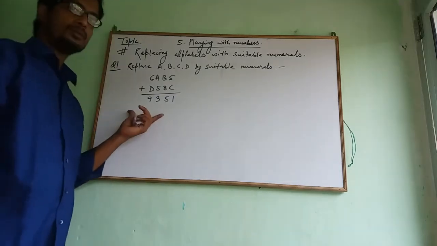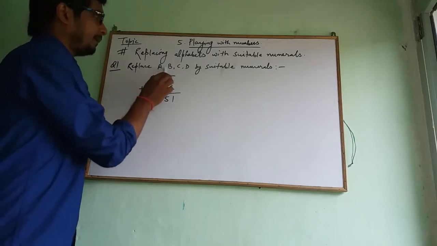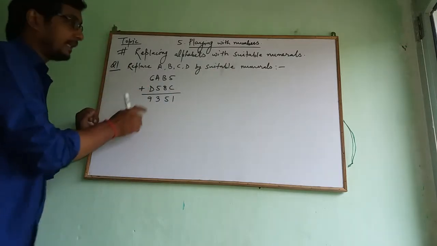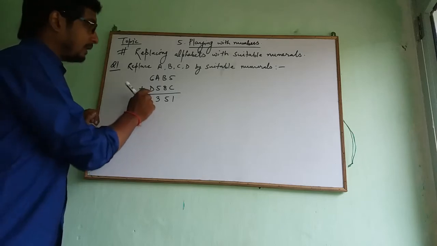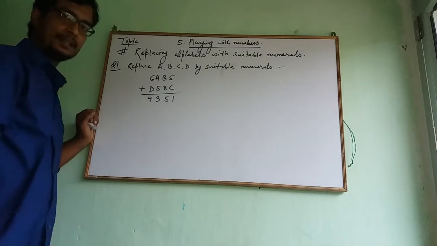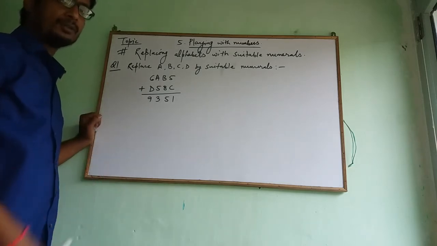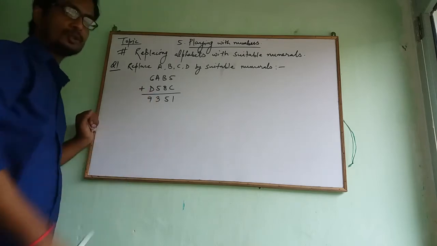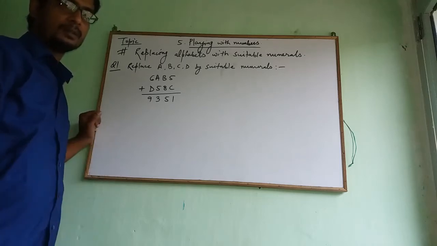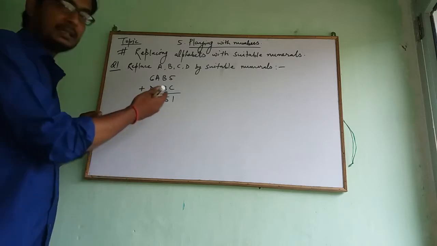Okay, so let's come to the first question. In this question, it is telling that replace A, B, C, D by suitable numerals. Here you can see that 6AB5 plus D58C gives you 9351 upon addition. Before starting this question, I want to tell you that these types of questions will be solved totally based on your assumption, your logic, how much you apply your brain in order to put the value of A, B, C, D here.